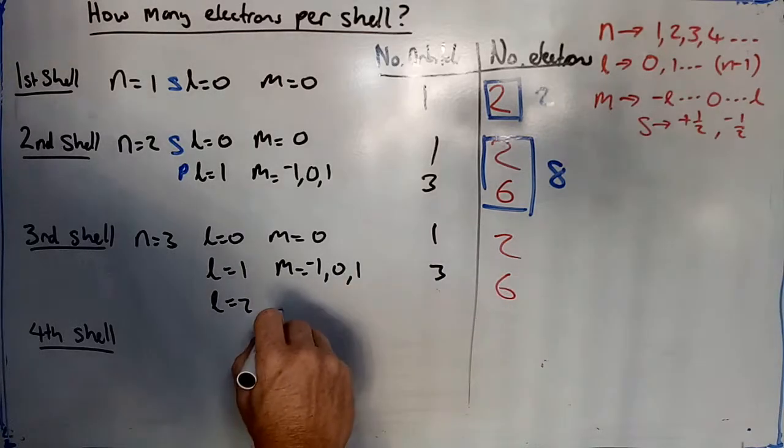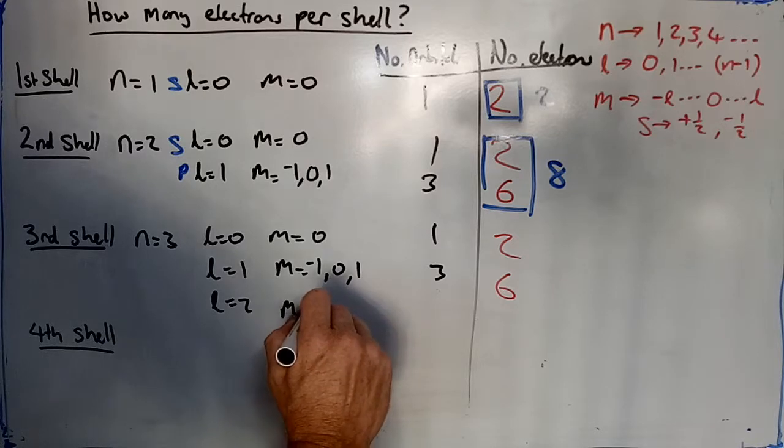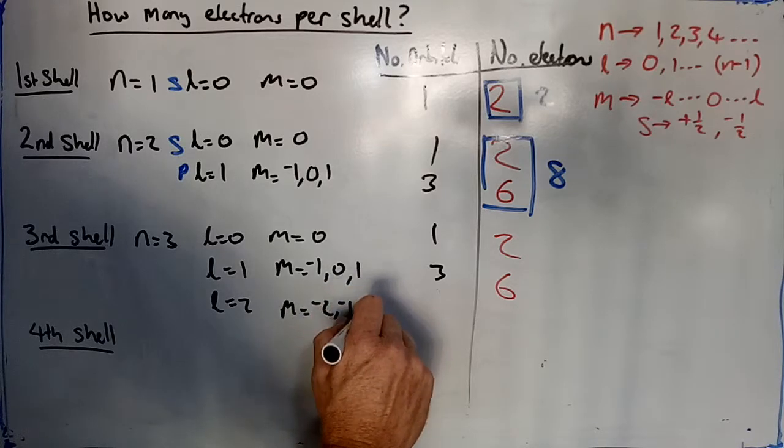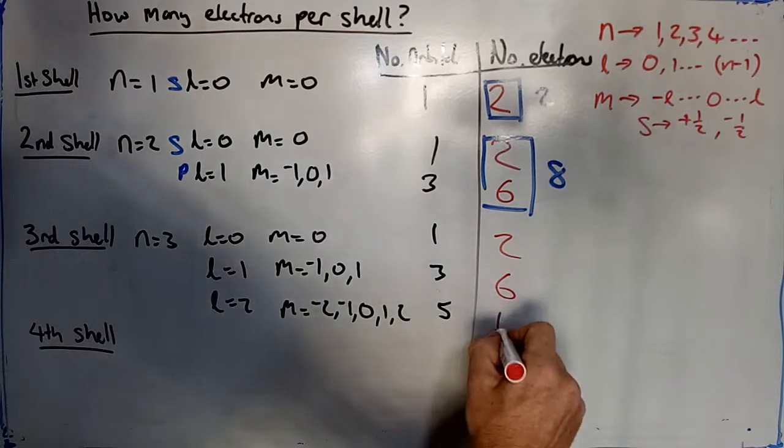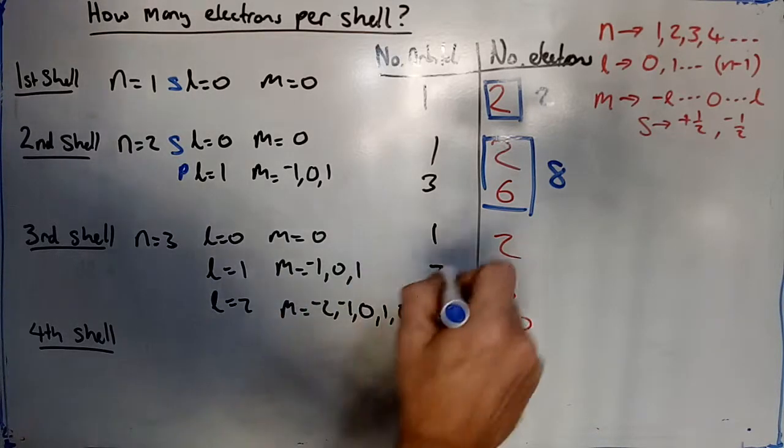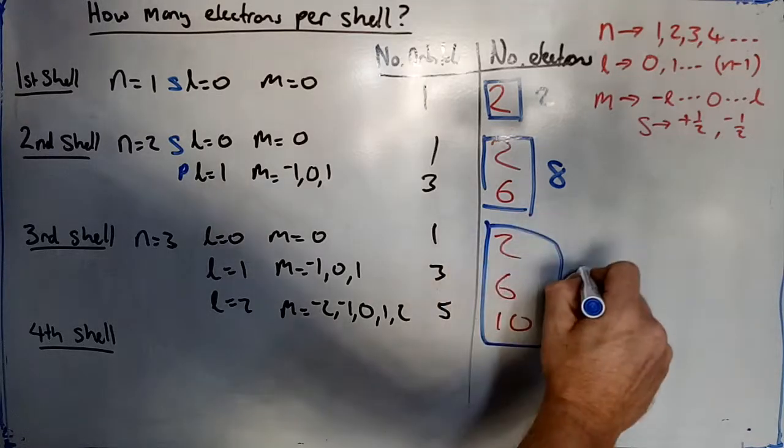If L equals 2, then M could be negative 2, negative 1, 0, 1, or 2. That's 5 orbitals, for a total of 10 electrons. The total number of electrons in the third shell is 2 plus 6 plus 10, 18.